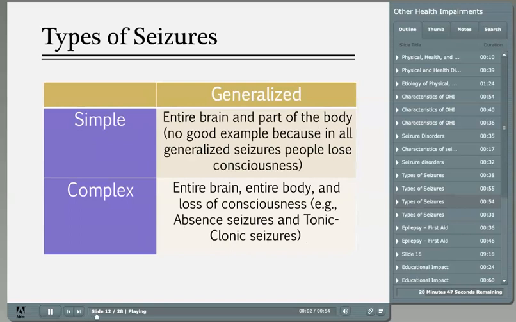Generalized seizures are where the entire brain is affected. There is no such thing as a generalized simple seizure because if the entire brain is affected, then the entire body is going to be affected. By definition, anyone who has a generalized seizure will experience a lack of consciousness. There are two types of generalized complex seizures that you need to know about: absence seizures and tonic-clonic seizures.